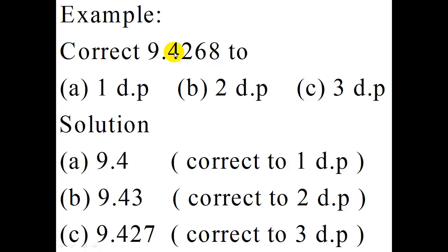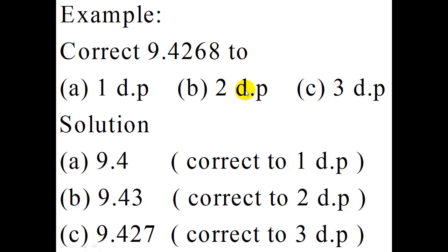But take note, you have to consider the next number to see if it is equal to or greater than 5. Then it is considered as 1 and added to the digit. So 9.4, now the next number is 2, and 2 is less than 5. So we ignore the remaining numbers, and so we have 9.4. That means that 9.4268 is equal to 9.4 corrected to 1 decimal place.